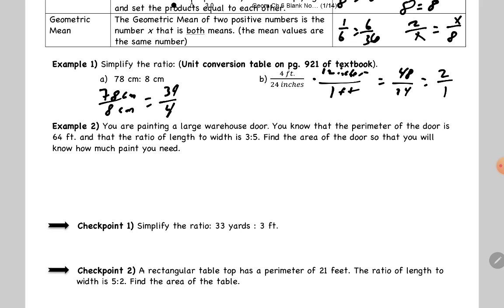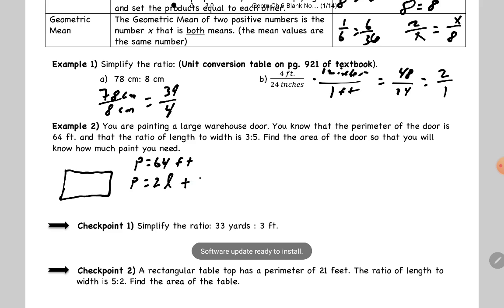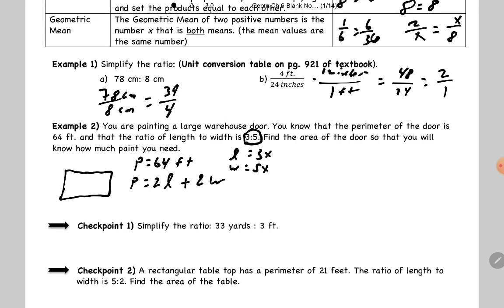So we got a door, so I'm just going to draw a rectangle, and we know that the perimeter is 64 feet. Now, how do we find the perimeter of a rectangular object? Perimeter is 2 times the length plus 2 times the width. You just add up all the sides. But we don't know length or width. We know that the ratio of length to width is 3 to 5. So I'm going to have length be 3x, so that represents the 3 in this ratio, and then width equals 5x. So there's the 3 to 5 ratio there.